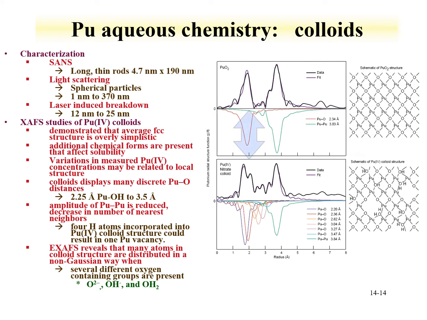And what can be seen here is that this is data for plutonium dioxide. This is what the structure would look like, nice and organized and patterned. We see this from the XAFS data.